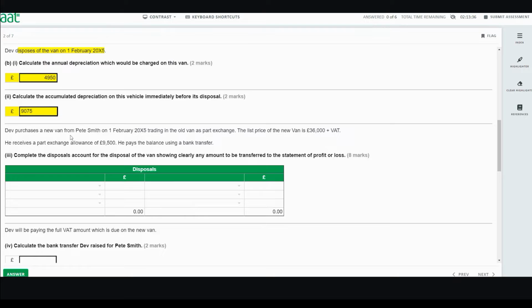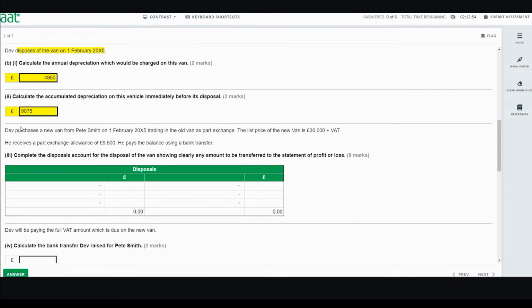Then it asks us to complete the disposal account. You'll have done this in your studies, and what you've got to keep thinking about is the double entry. A motor vehicle is an asset and was a debit, so when you get rid of the motor vehicle, you credit the asset account and debit disposal. Just keep thinking you've always got your debits and your credits. For instance, if accumulated depreciation is a credit, to dispose of it you need to debit accumulated depreciation and credit disposals. So your double entry works all the time.